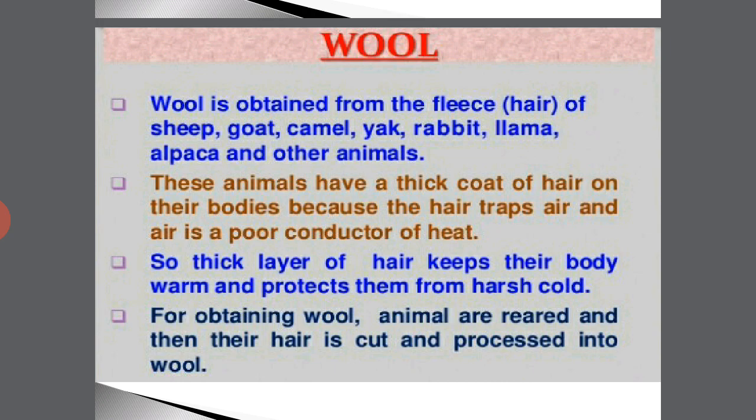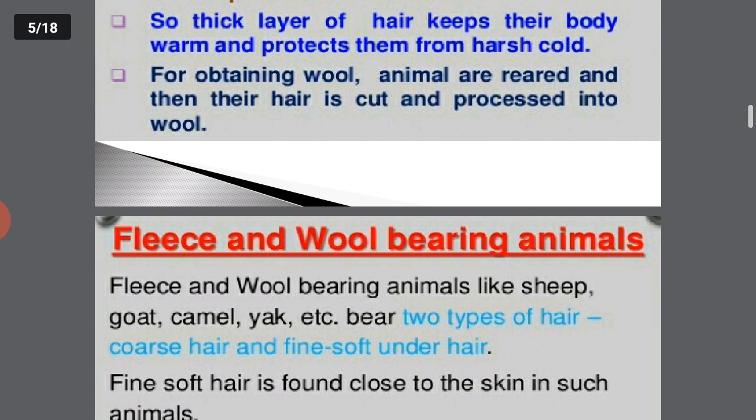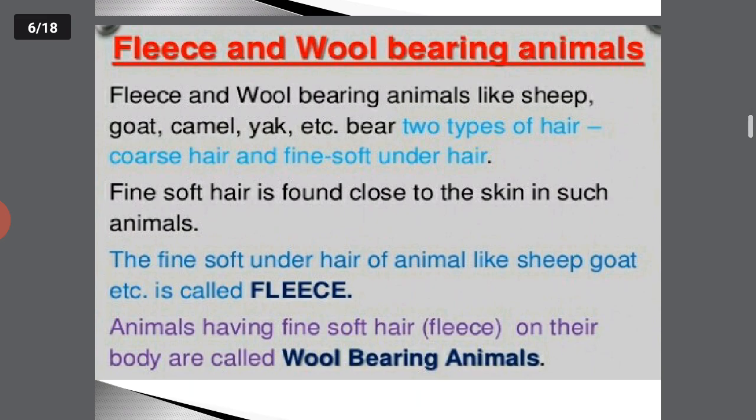For obtaining wool, animals are reared and then their hair is cut and processed into wool. Wool is not as easy as it seems, where we directly take it from animals. It passes through certain processes or steps to obtain the wool, and then it is in usable form. Let's move further.